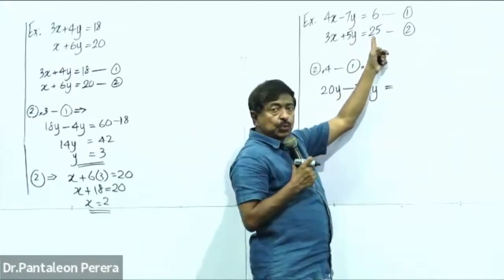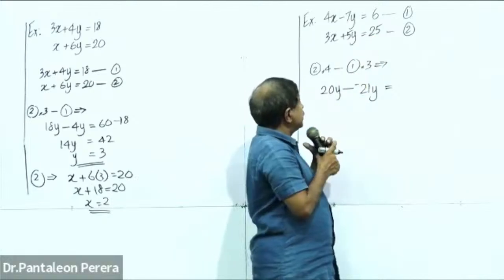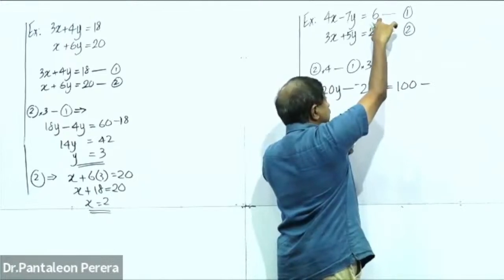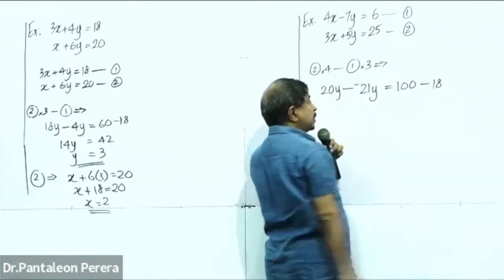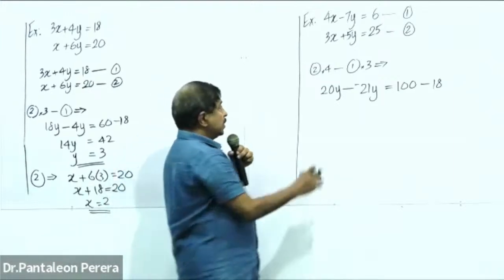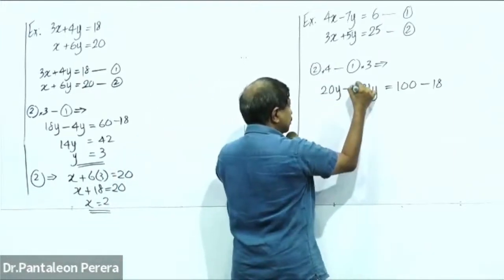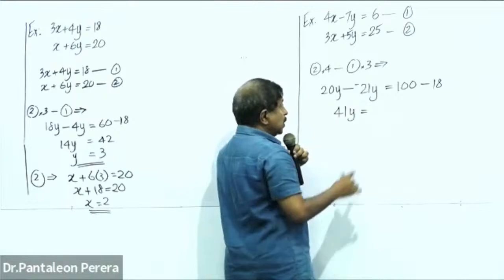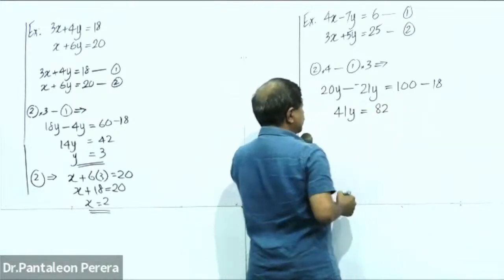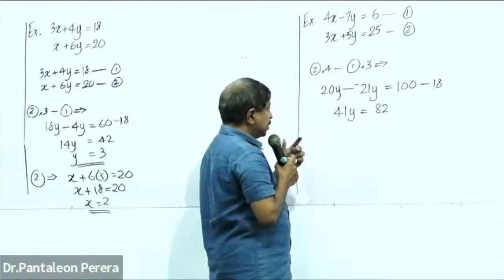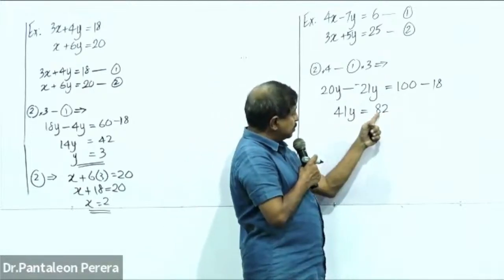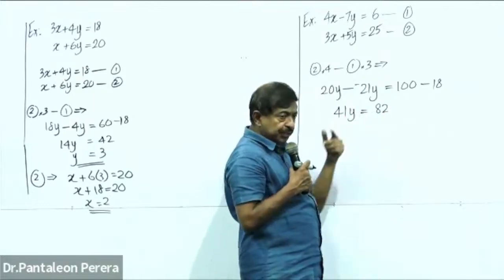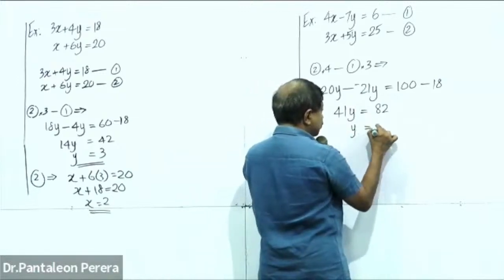Now multiply this by 4 in the right-hand side. That will make it 100. Minus, multiply this by 3. That is 18. So 100 minus 18. Here, you know, these two negative signs make it positive. So you get 41y. Here, when you subtract, you get 82. Now, it's easy to divide both by 41. Because when you divide by 41, you know 4 is multiplied by 2, 8. 1 is multiplied by 2, 2. So it is exactly twice of 41. So divide both sides by 41, you get 2.